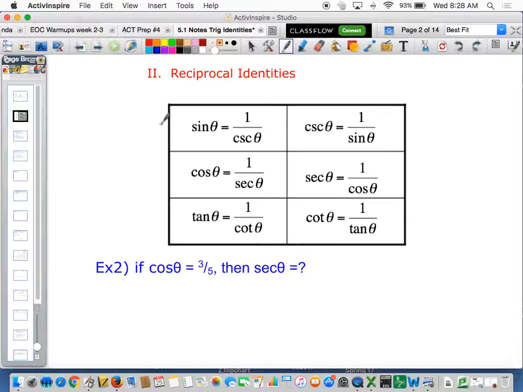These are reciprocal identities. We know that if we have sine, that's the same as 1 over cosecant. And vice versa. Cosecant is the same as 1 over sine. So here's all your reciprocal ones that we're already familiar with. This makes certain problems very easy. Like if I see cosine of theta equals 3 over 5, then secant, well, those have a relationship. They are reciprocals. So secant would have to be the reciprocal. So it would have to be 5 over 3. Okay, so that's something we're already familiar with.